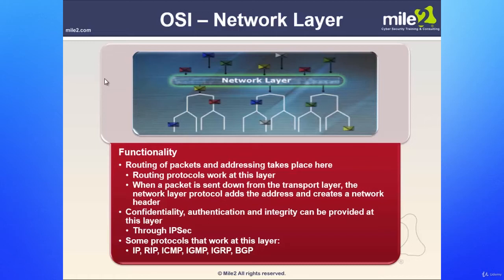And when a packet is sent down from the transport layer, the network layer protocol adds the address to create a network header. Confidentiality, authentication, and integrity can also be provided at this layer. This, however, is done through the use of IPsec, Internet Protocol Security. Some of the protocols that work at this layer, again routing protocols, are IP, RIP, ICMP, IGMP for Internet Group Management Protocol, IGRP, and BGP.